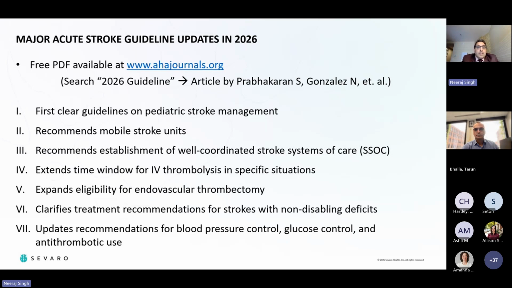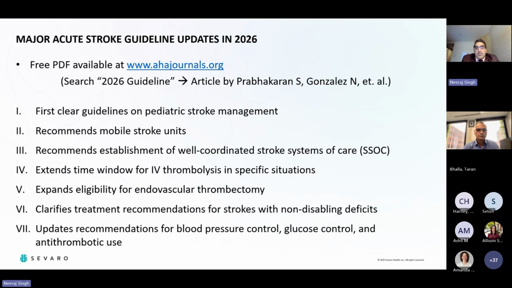But some of the key things that we'll be discussing today are the following 7 things. First, this time we have the first clear guidelines on pediatric stroke management. We have recommendations on how and when mobile stroke units can be used in place of conventional ambulances. Also, there's a recommendation for establishment of well-coordinated stroke systems of care to help with transport logistics to get stroke treatment accomplished as soon as possible. There's also an important extension of the allowed time window from last known normal for IV thrombolytic agents in specific situations. And then there's also an expanded eligibility for endovascular thrombectomy.